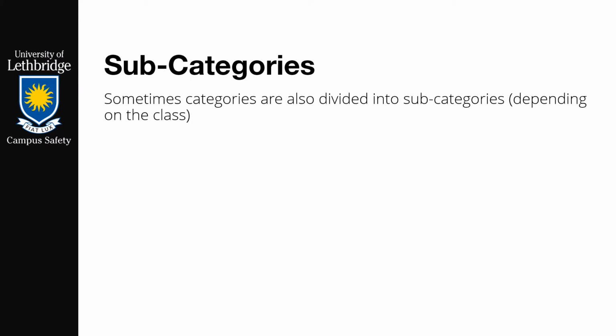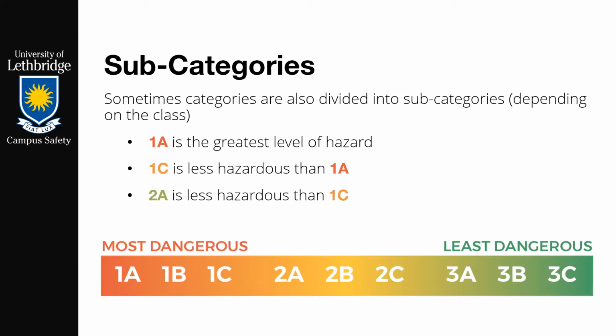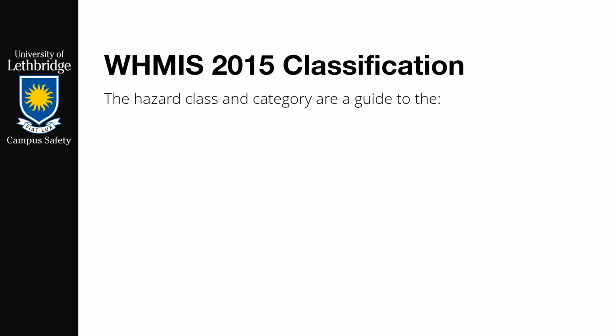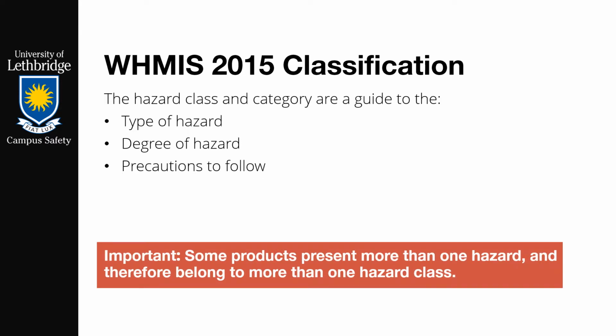Sometimes categories are also divided into subcategories, depending on the class. 1A is the greatest level of hazard. 1C is less hazardous than 1A. 2 is less hazardous than 1C. The hazard class and category are a guide to the type of hazard, degree of hazard, and what precautions to follow. Some products present more than one hazard and therefore belong to more than one hazard class.